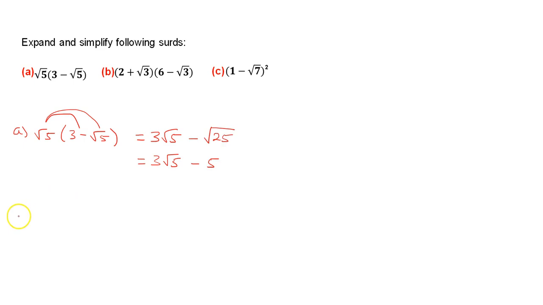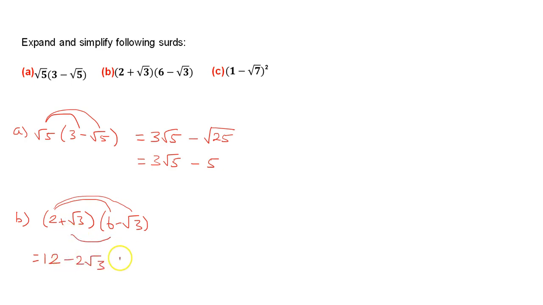For B, I've got 2 plus root 3 multiplied by 6 minus root 3. So again, same idea. So 2 times 6 is 12. Take away 2 root 3. Plus 6 root 3 minus root 9. Now root 9 is 3, so 12 take away 3 is 9. Minus 2 root 3 plus 6 root 3 would be plus 4 root 3, so minus 2 plus 6 is 4.